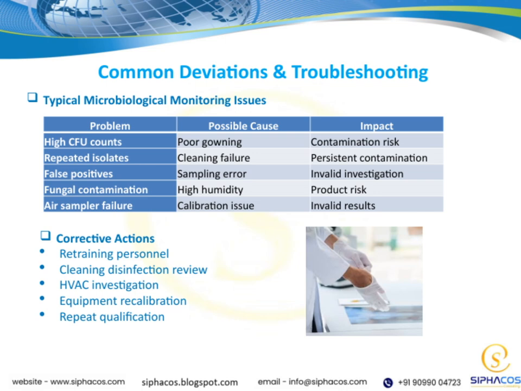Common problems include high colony counts from poor gowning, persistent contamination due to cleaning failures, or false positives caused by sampling mistakes. Understanding these helps us troubleshoot effectively and keep quality tight.